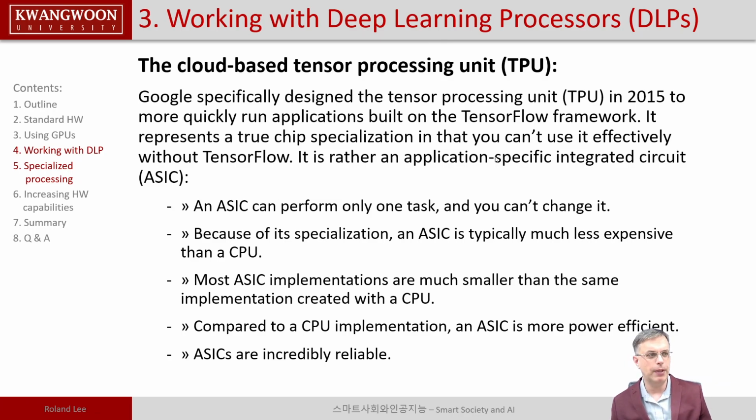An ASIC, application-specific integrated circuit, can perform only one task, and you cannot change it. Because of its specialization, an ASIC is typically much less expensive than a CPU. Most ASIC implementations are much smaller than the same implementation created with a CPU. Compared to a CPU implementation, an ASIC is more power efficient. An ASIC is incredibly reliable.